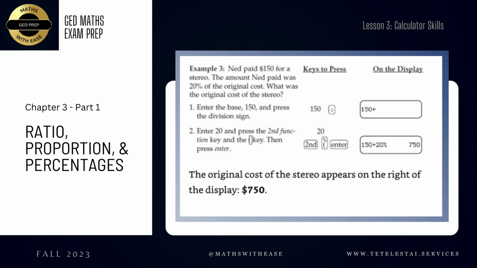Or you can simply enter 150 divided by 0.2, since we know that 20%, if we want to write it in decimal, you just drop the percentage and move 2 places over to the left, and then you have your decimal equivalent. Just enter 150 divided by 0.2. Or you can go through the steps as discussed to find 150 divided by 20%, and you should get the same answer, which is 750.